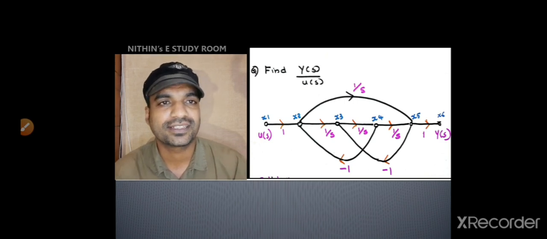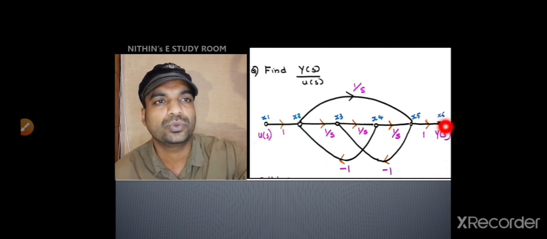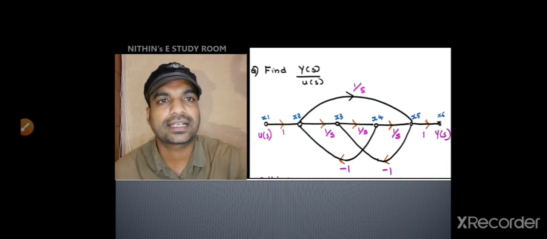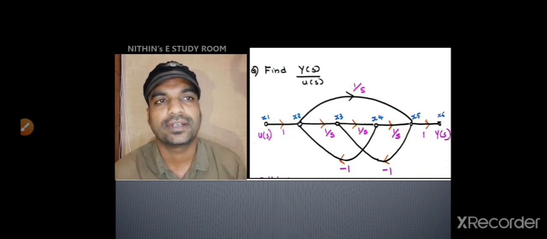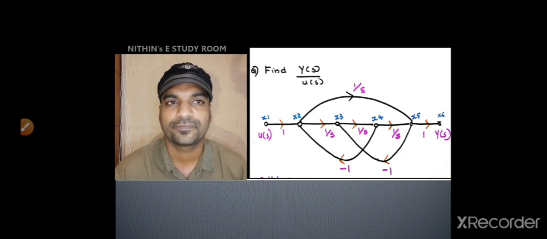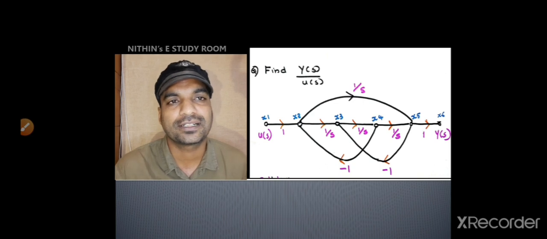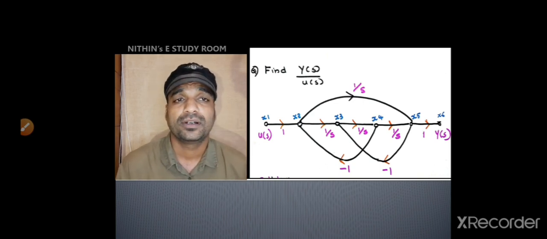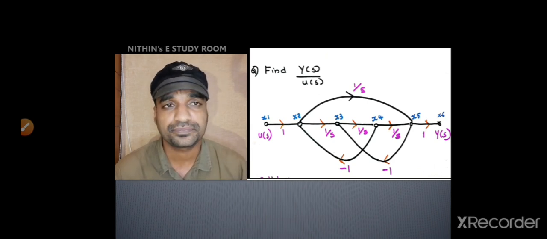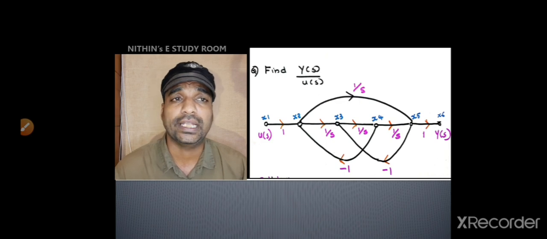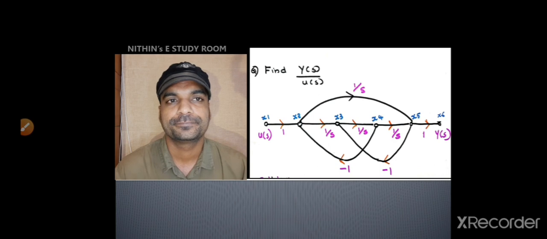How many forward paths are there? Simply, in any problem, this will be the first forward path, x1 to x6. Which is the second forward path? x1, x2, x5, x6. That is also a forward path. Is there any other forward path? Please check. No, all the other paths are reversing their direction, and they may be traveling more than once through nodes. So these are the only two forward paths in this problem, M1 and M2.